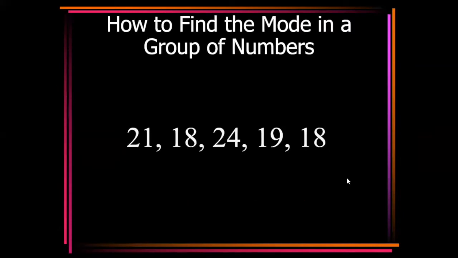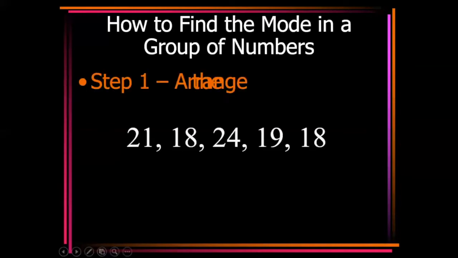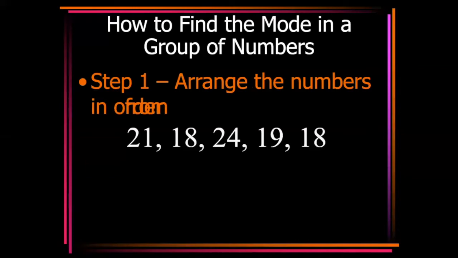Okay. How do we find the mode of a group of numbers? Take, for example, this group: 21, 18, 24, 19, and 18. Step 1, arrange the numbers in order from least to greatest.